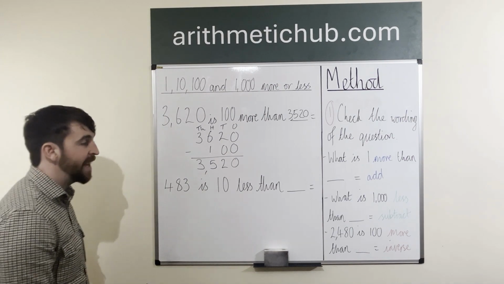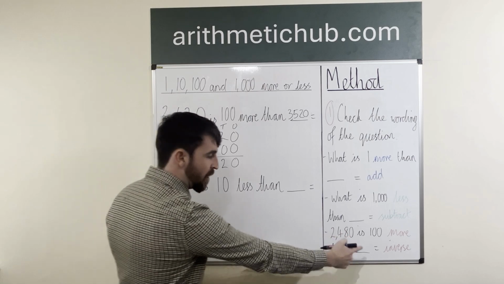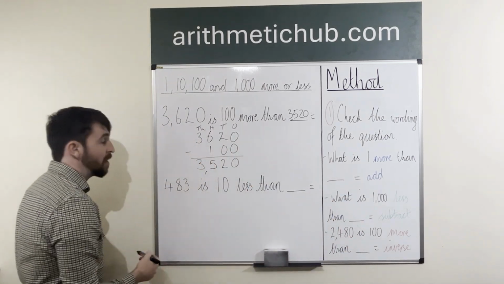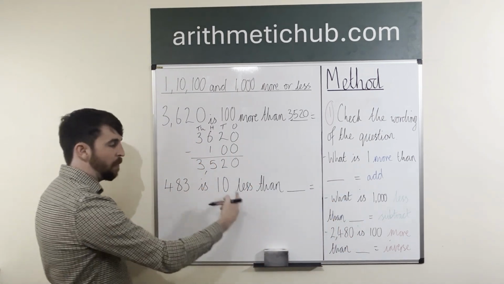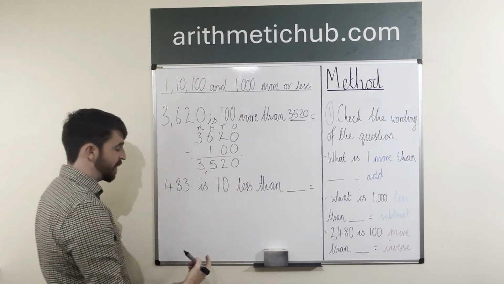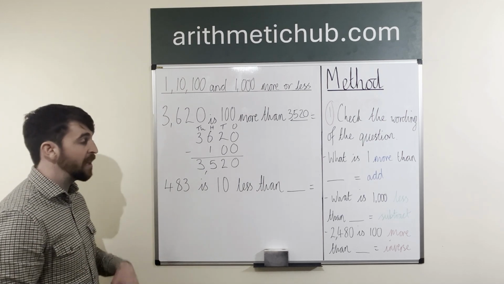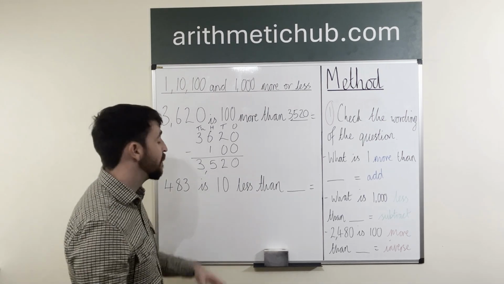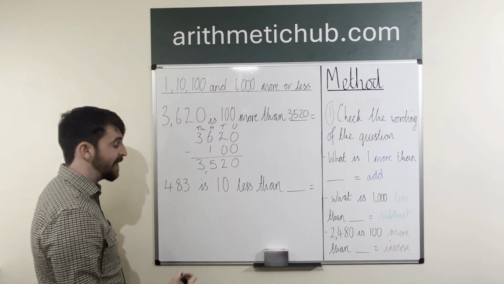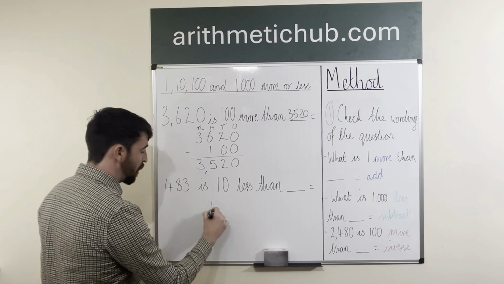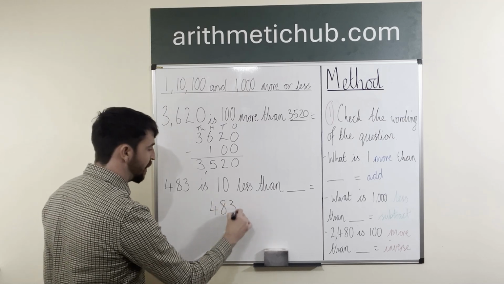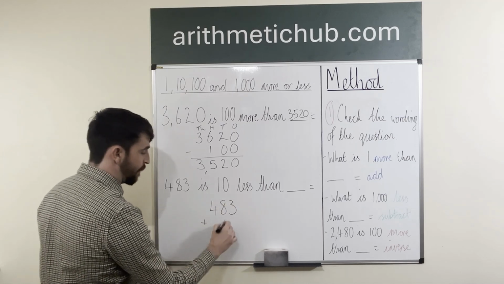483 is 10 less than something. Again, we're going to need to use the inverse, aren't we? So we're going to need to do the opposite. We're going to need to add for this, okay? Because 483 is 10 less than a number. So we know that the number needs to be bigger than 483. So we're going to need to add 10 on. So we've got 483 and we're going to add 10.